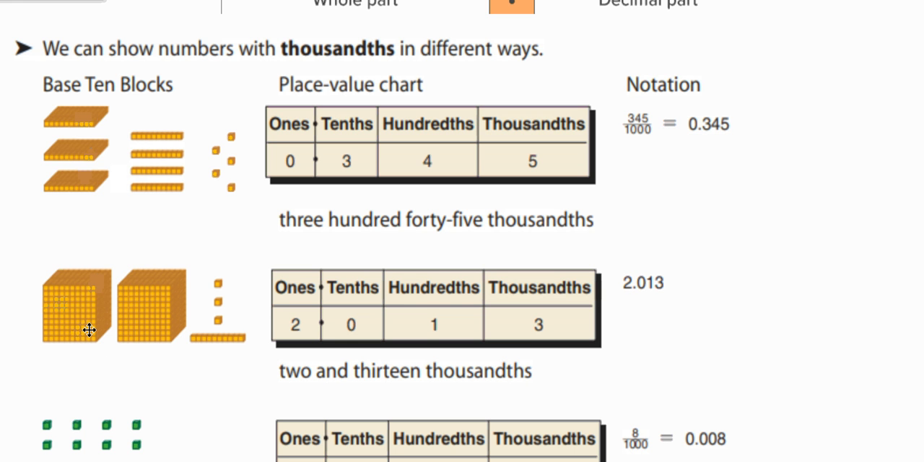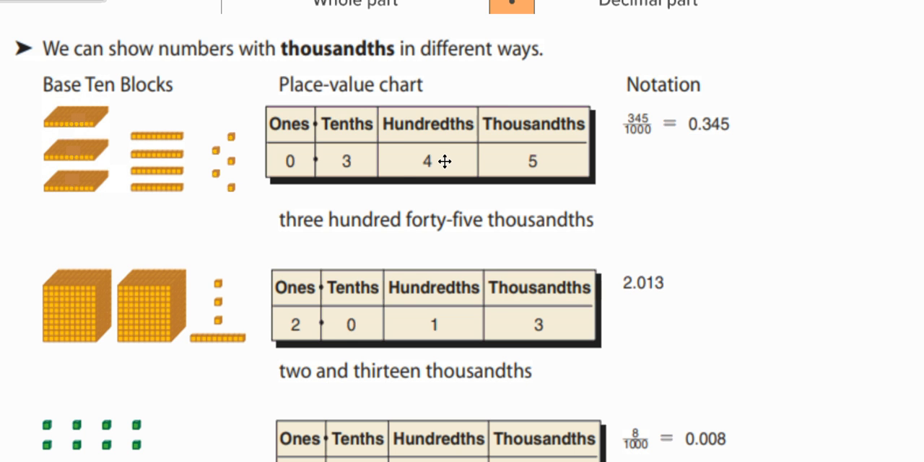And then our large cubes are going to represent one whole. And when we break that down, there are 1,000 of these inside of this block. So we're going to continue that down, that there are 10 of these in a large block, 100 of these in a large block, and 1,000 of these ones in a large block. So using my base 10 blocks, I can represent it like this.